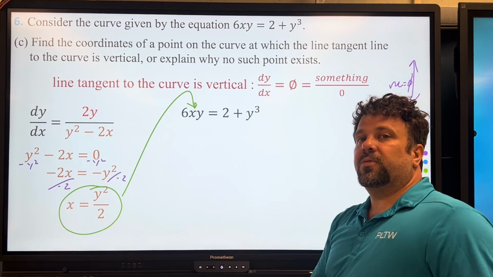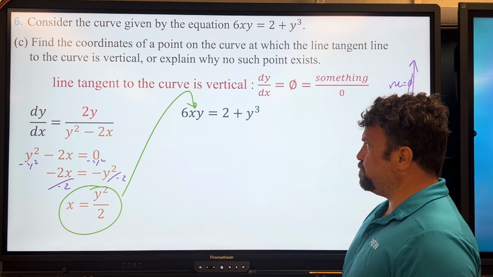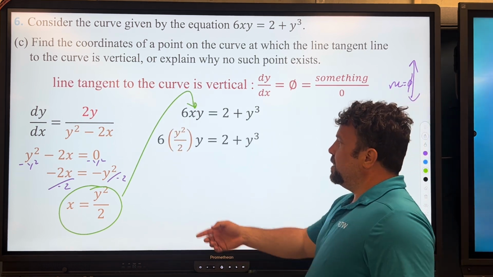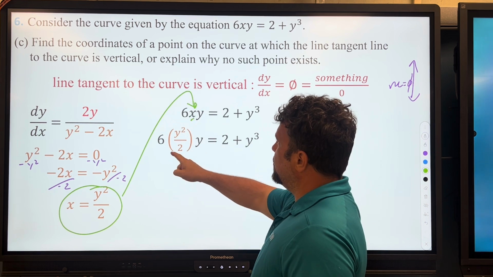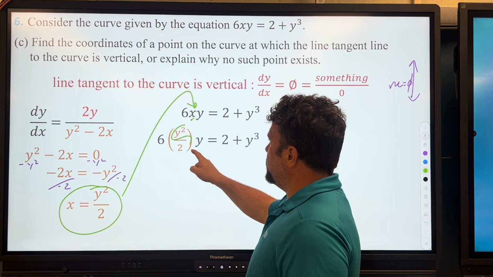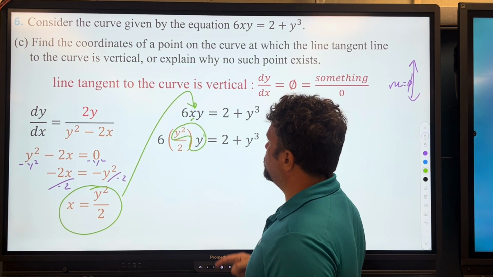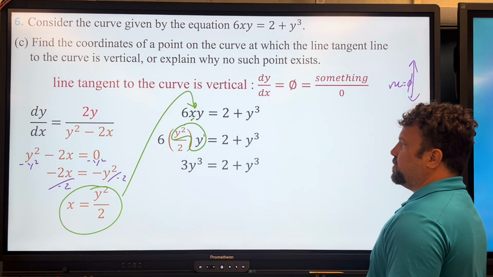You could do the same thing with y, but because it's y squared, you'd end up with square roots, and no one wants to deal with square roots. But you can if you want. So this becomes 6 times y squared over 2, because that's what x equals. 6 divided by 2 is 3, so it's 3y squared, and y squared times y to the first is y cubed. So you get 3y cubed equals 2 plus y cubed.